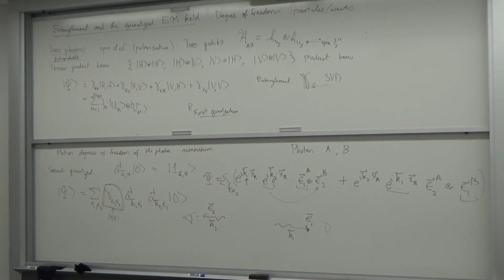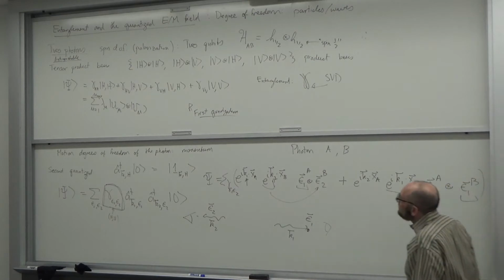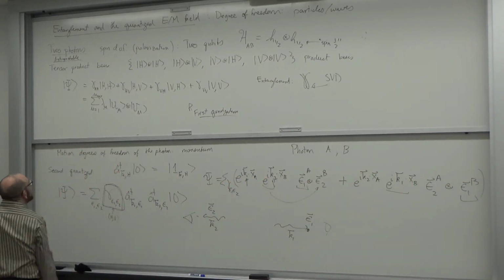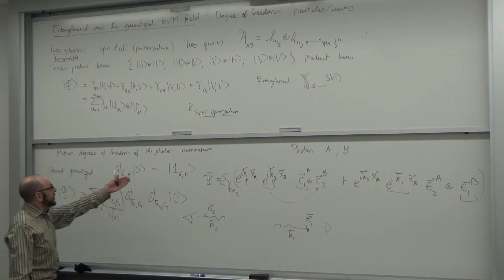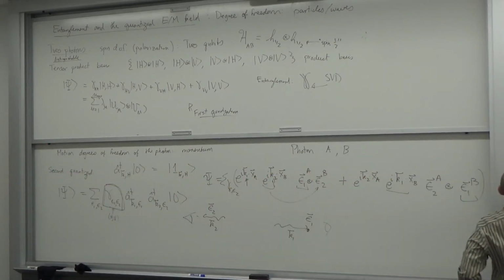Okay, very good. So we could also think about the entanglement not in the spin degrees of freedom. We can think about entanglement in the motional degrees of freedom of the photon. So here's an example state written in second quantized form.